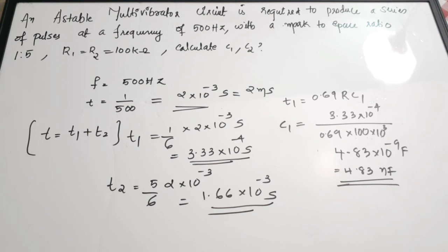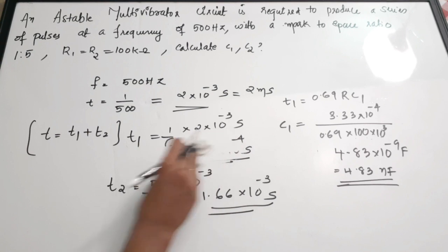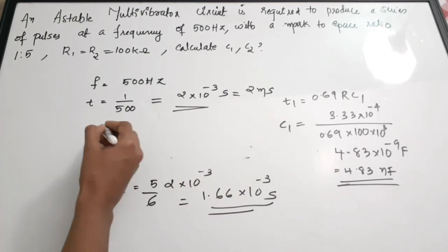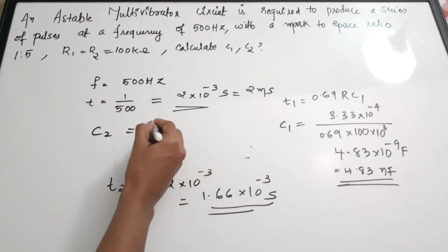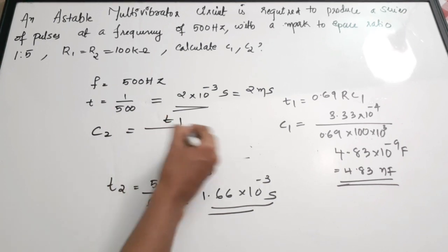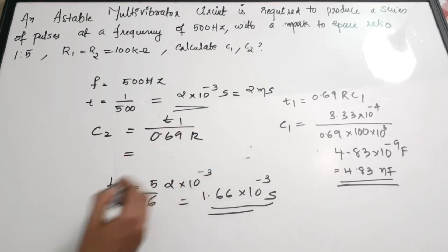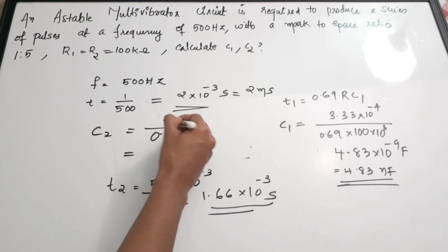Similarly, substitute and find the value for C2. I'm going to directly write the equation: C2 is equal to T1 by 0.69 R, right? Sorry, it is not T1, it is T2.